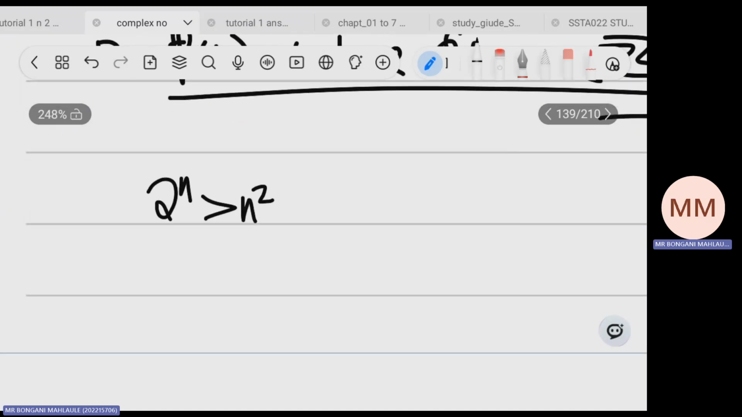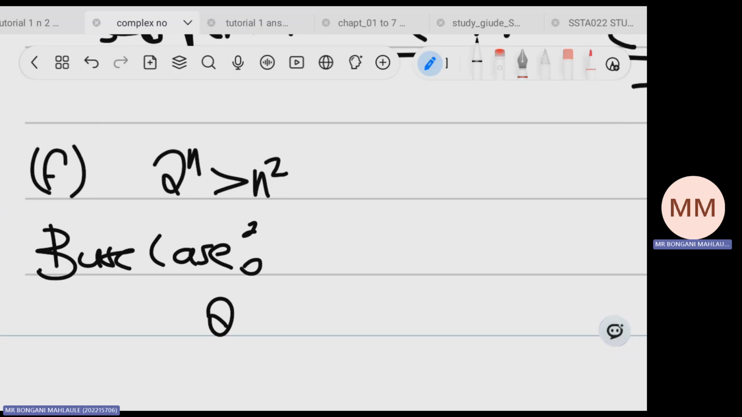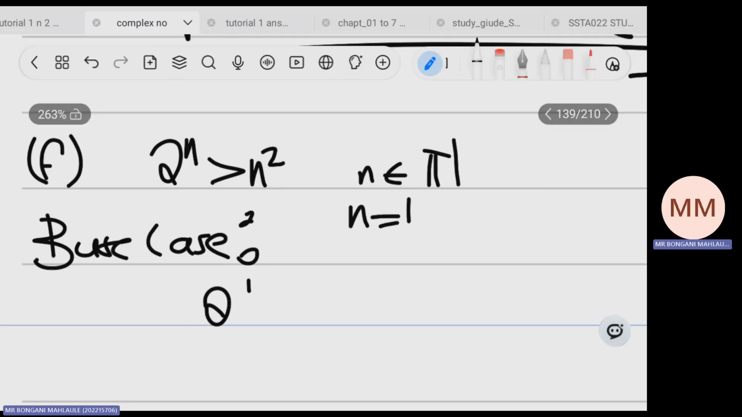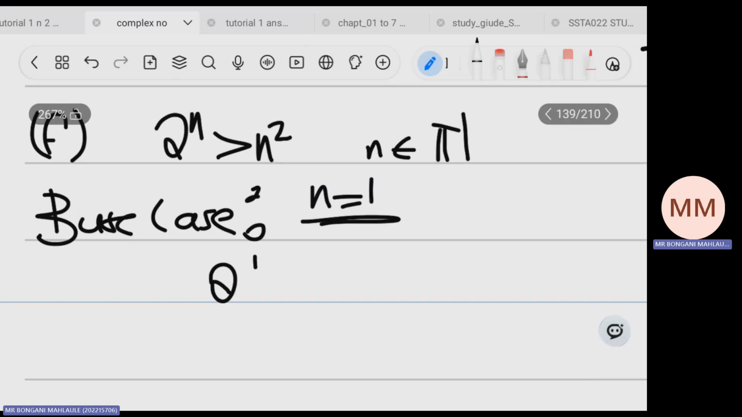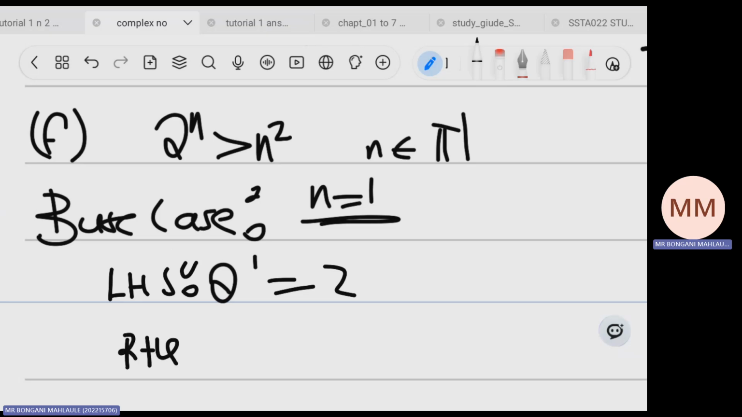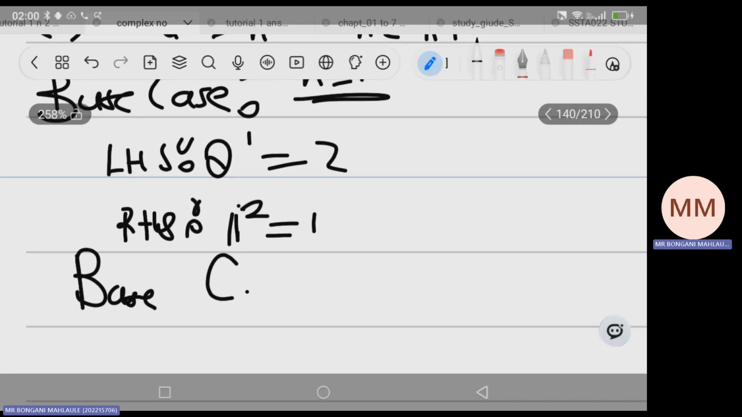So we're having this. So obviously we have the base case 2 to exponent 1. They say it's an element of natural numbers. It means n is equal to 1. We're going to start at n equal to 1. So this will be 2 on the left hand side. Then the right hand side you'll have 1 squared. So this is true. So let's say the base case holds.